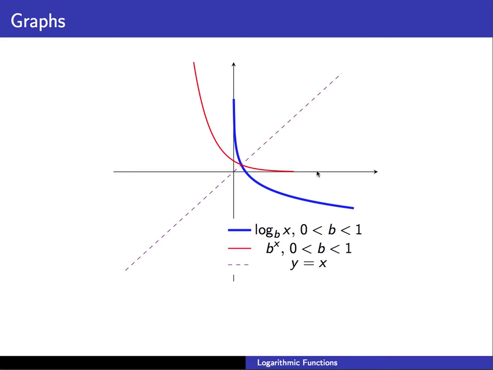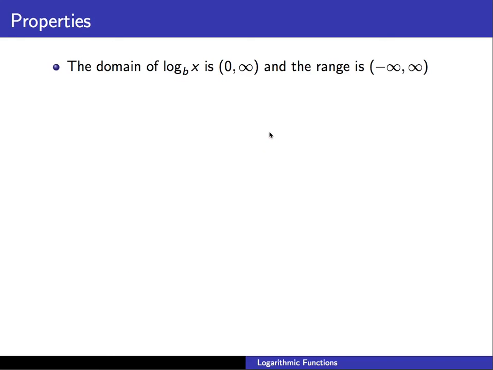Likewise, if our base is between 0 and 1, with our red graph here, that's exponential decay. With our logarithmic graph, notice again it is a reflection of this red graph across this diagonal y equals x line. So anytime we have an inverse function, its graph is a reflection of the original graph across y equals x. So some properties of our logarithms.